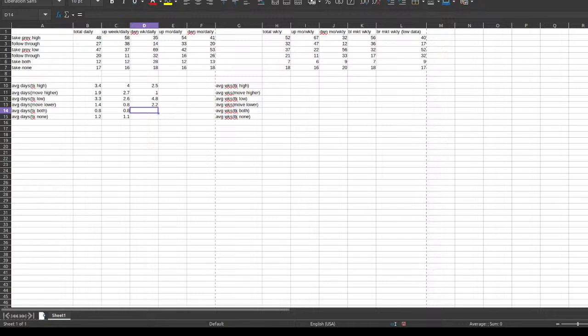So, average days that we take both sides of the market. Let's see. 0.28, right? Times 7. That's going to be 1.9. I will write it as 1.9. It could also be written as 2. We'll write it as 2, because it's actually 1.96.